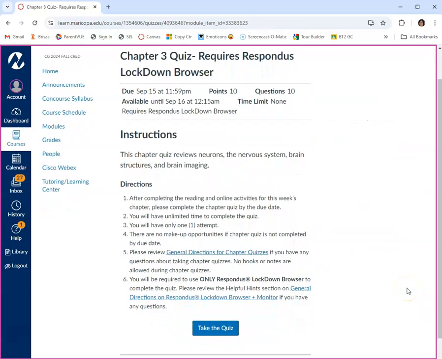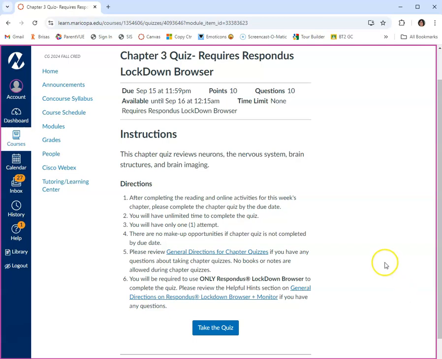The third assignment is the chapter quiz. Please make sure to complete the reading, Nearpod lesson, and online activities for this week's chapter before taking the quiz.